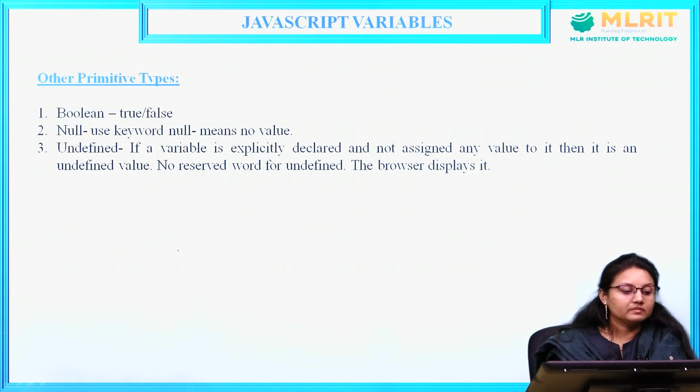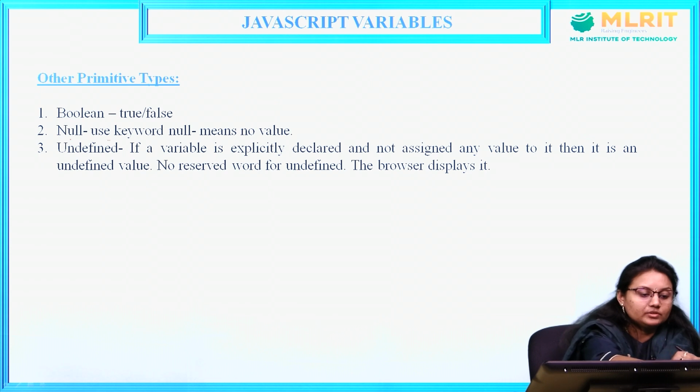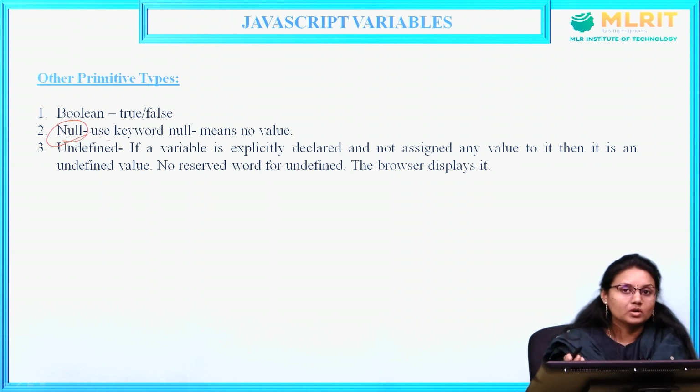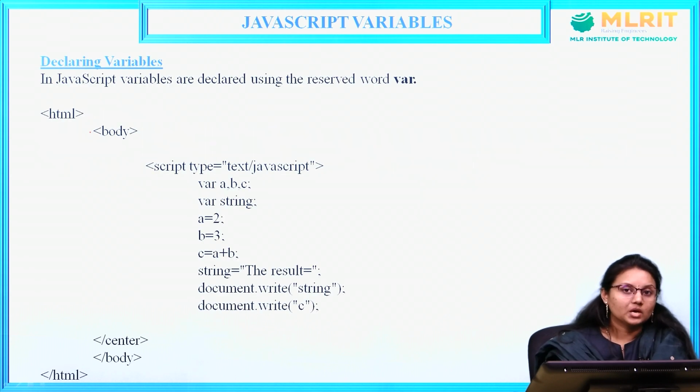And other primitive types like boolean, true or false, and null. Null means no value. You can use null if you don't want to assign any value. Undefined is when a variable is explicitly declared but not assigned any value. That is the undefined value. Undefined is not a reserved word, but the browser displays it.